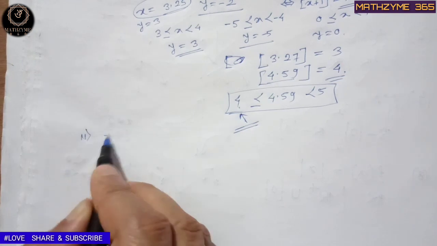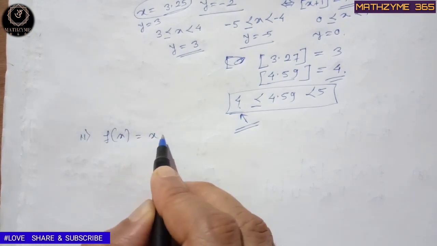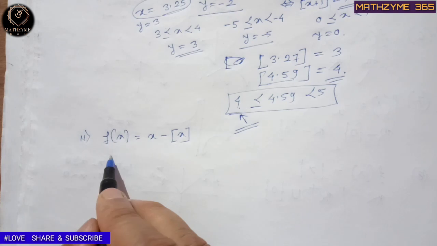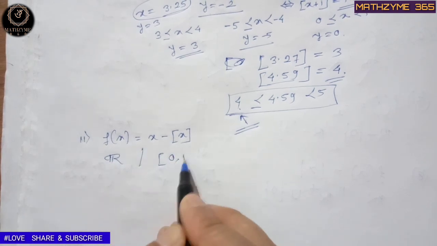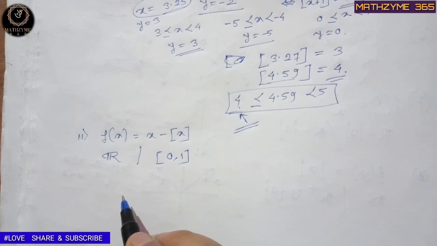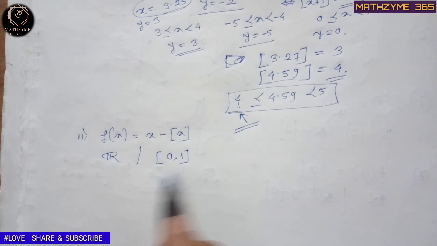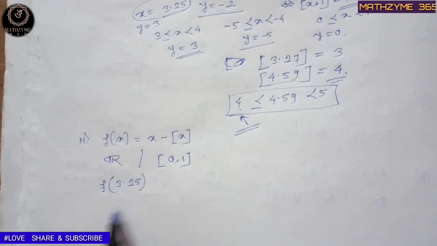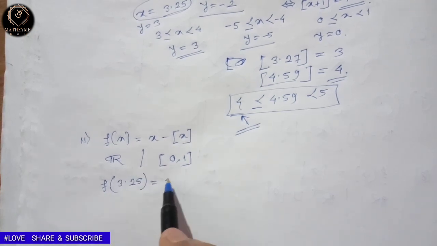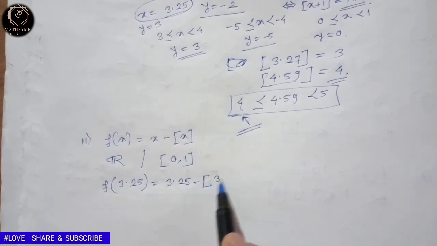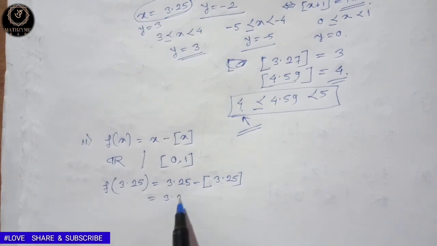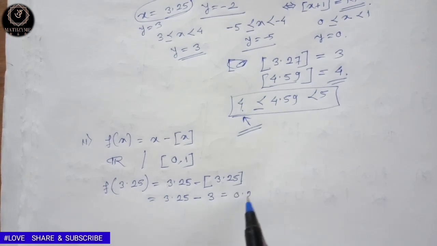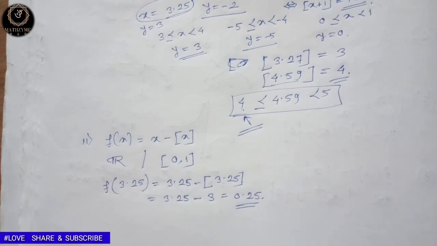Now if we have f(x) = x − ⌊x⌋, then here the domain is real definitely, but the range is [0, 1). Okay, now let's check why this occurs. If you have f(3.25), then f(3.25) equals 3.25 − ⌊3.25⌋. That implies 3.25 minus 3.25 means 3, that implies only 0.25 is the value of y.